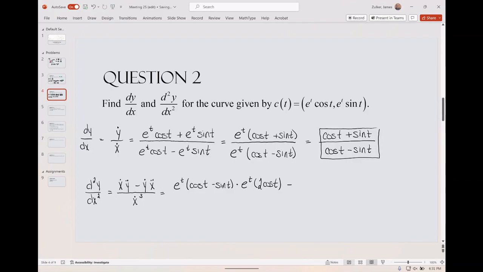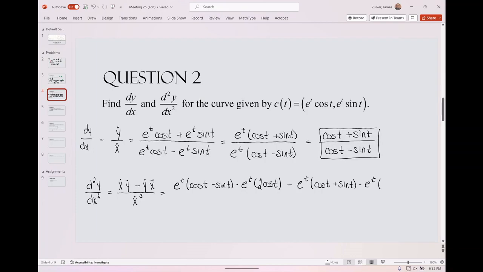Minus now y dot times the derivative of x dot. All right, again, we're going to have an e to the t common that we can factor out. Again, now we're looking at, what did I say, y dot? I meant x double dot. This term plus its derivative.